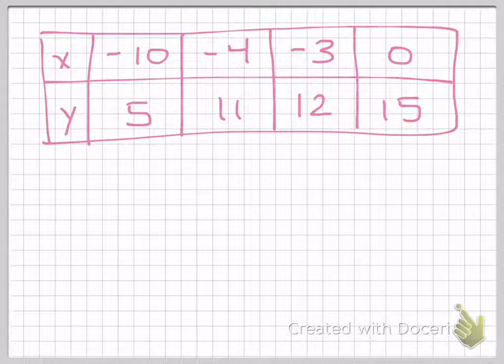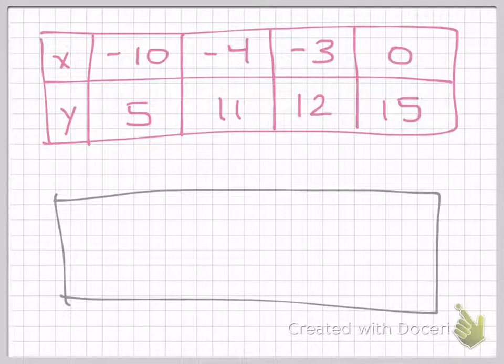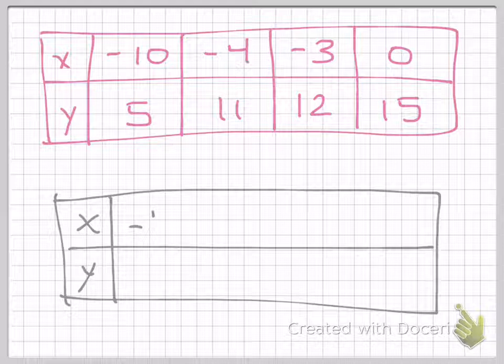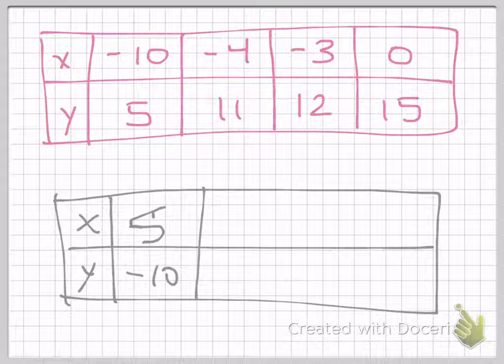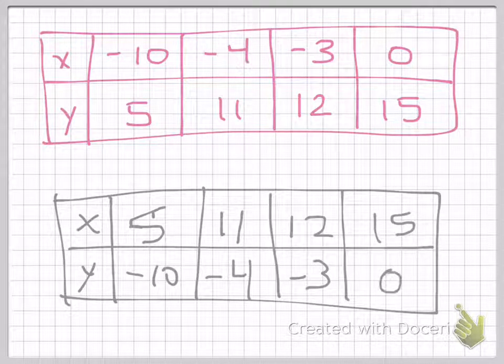Here we have it in table form. Again, it would be the same idea. If you were to find the inverse relation of a table, you would just flip the x coordinates with the y coordinates. And that would be the inverse of the relation.